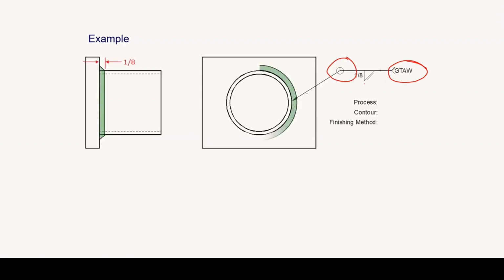You have a size, that means 1 by 8, so the size of the welding is about 1 by 8. You can see the process is TIG, the contour is flat, and the finishing method is welding.